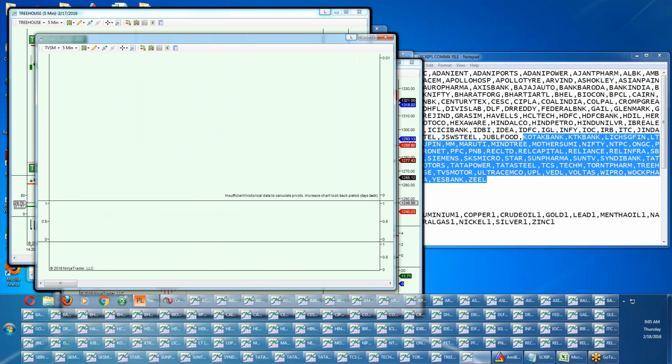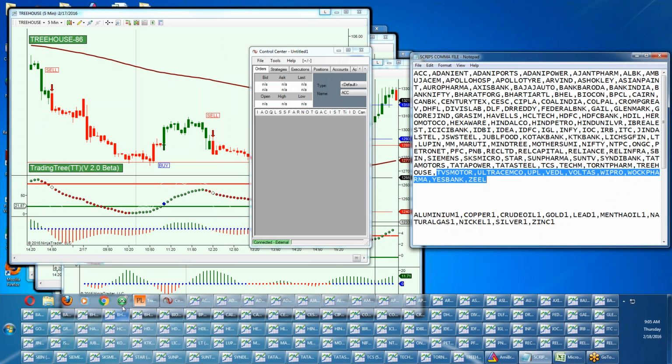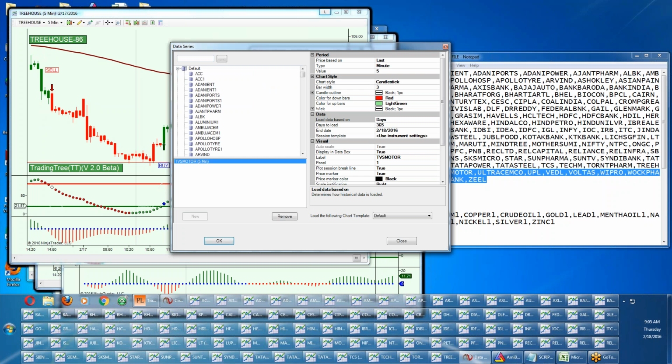So the rupee has opened at 68.39. You don't have to open this many number of charts. In case you plan to do only a few trades, you can just open only those charts.